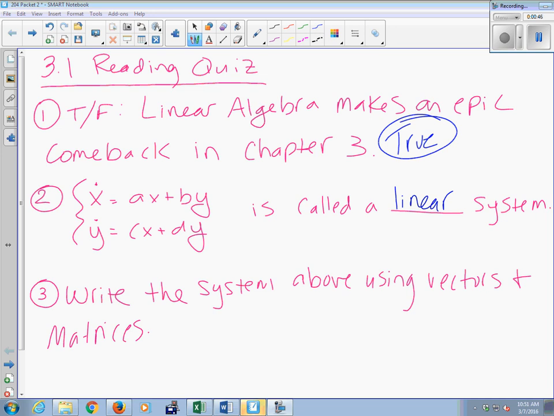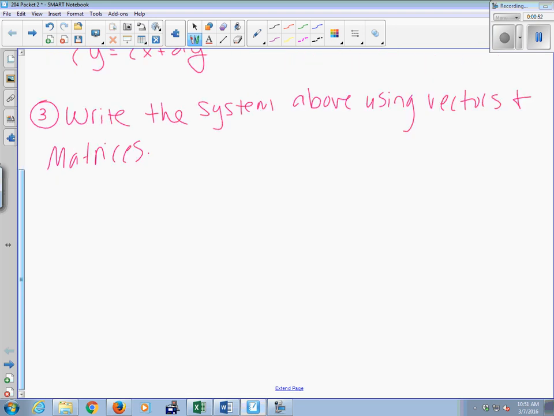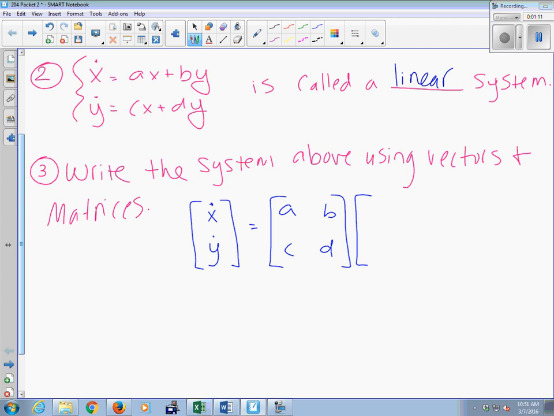If we want to write that system using vectors and matrices, there are a couple of different things I'll accept. So we'll do it a couple different ways. Our coefficient matrix is A. You could use your vectors and just write them all out. So you've got x dot, y dot as your vector of derivatives. Your coefficient matrix is a, b, c, d, and then you multiply that times your x and y, right?